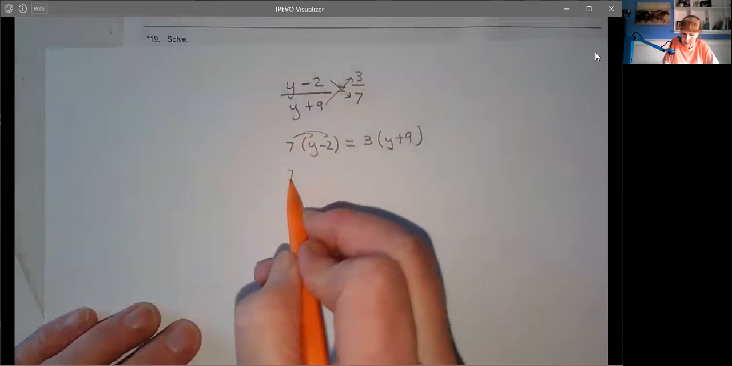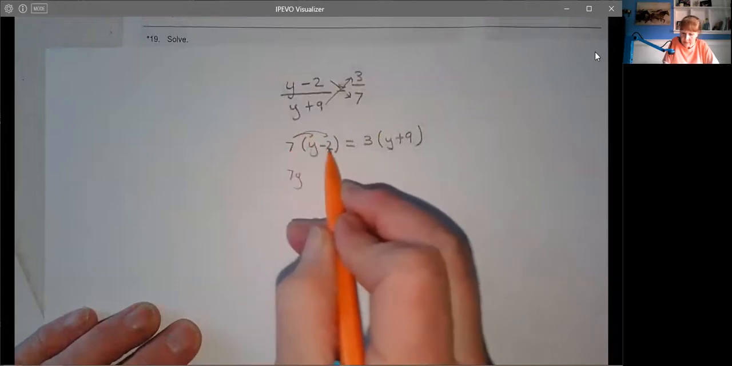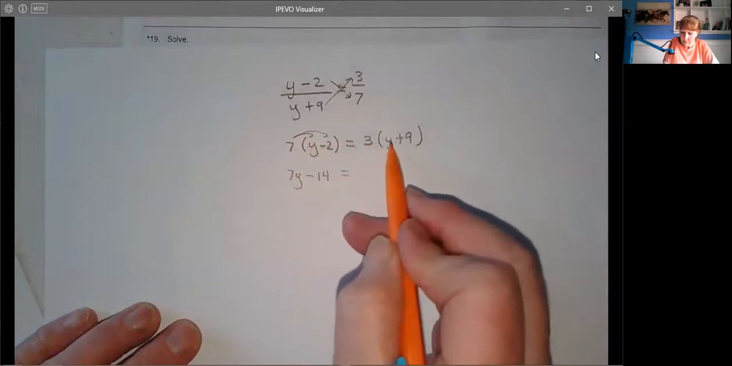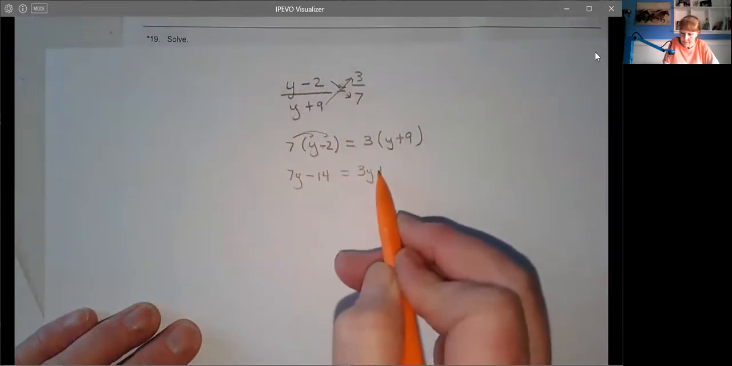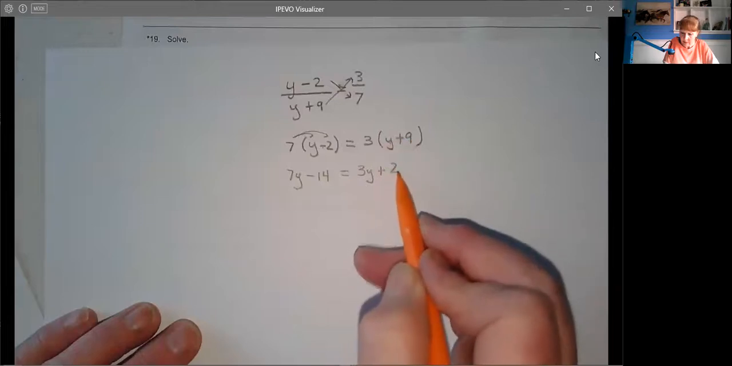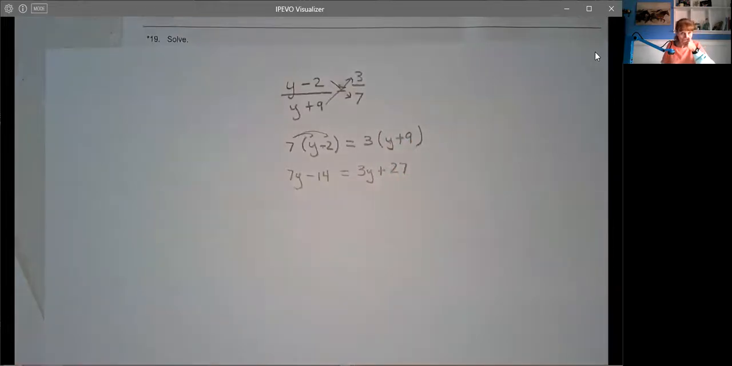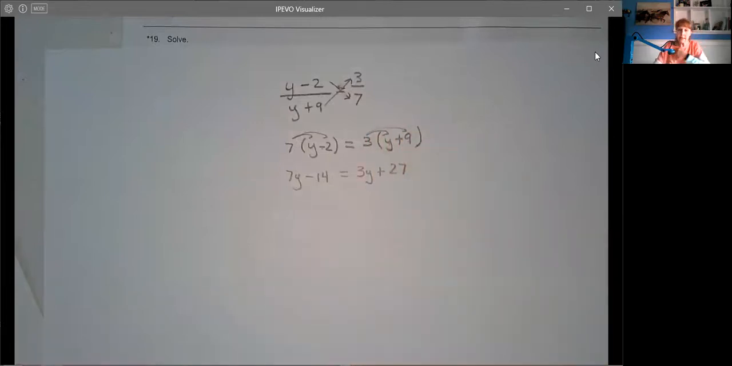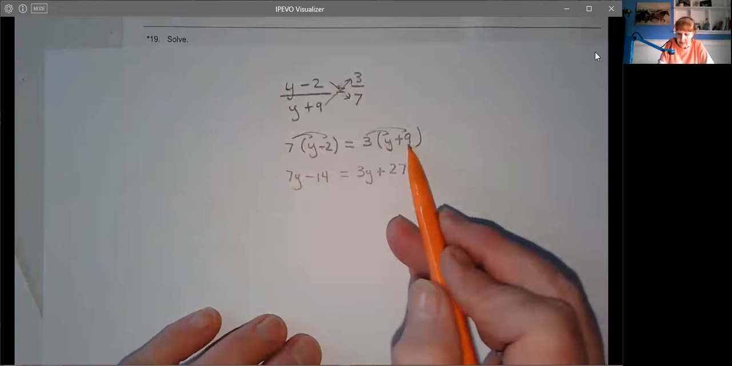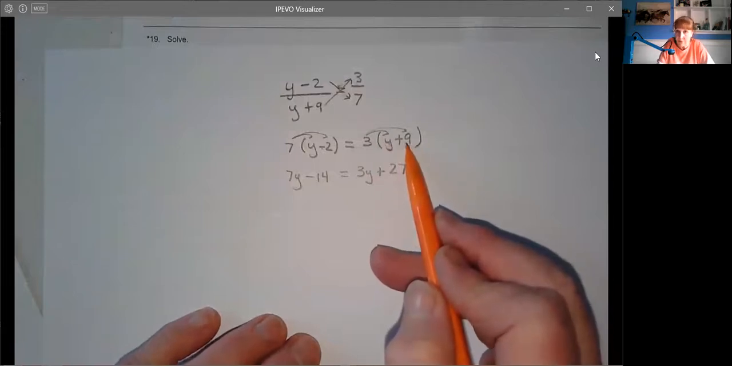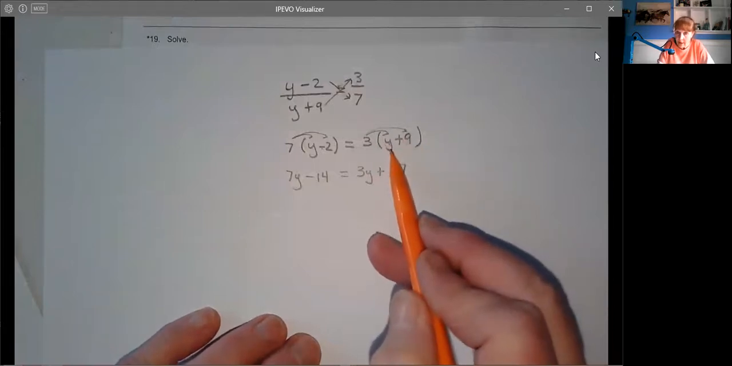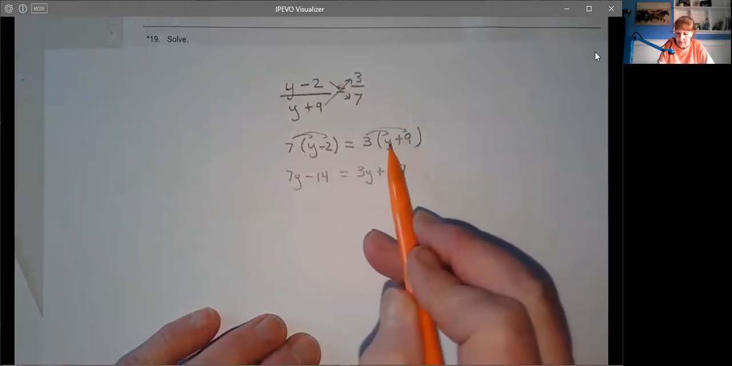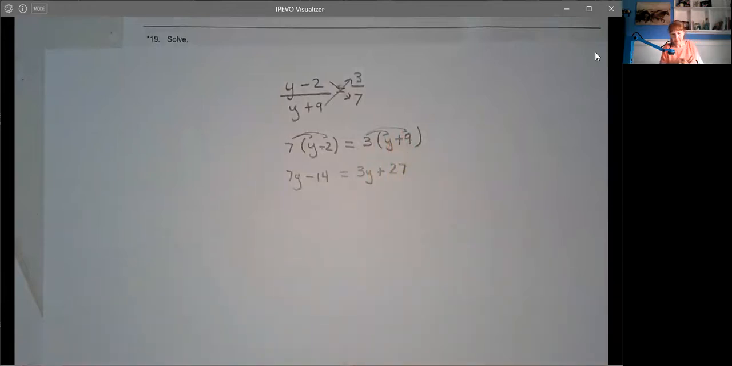7 times y is 7y. 7 times negative 2 is negative 14. 3 times y is 3y. 3 times 9 is 27. So I just use the distributive property. This is a multiplication here and here. And again, the reason I didn't do what was in the parentheses is there's nothing to do in the parentheses when you follow PEMDAS. You cannot add a y plus a 9 without a y. They're not like terms. They stay separate, so you use the distributive property.